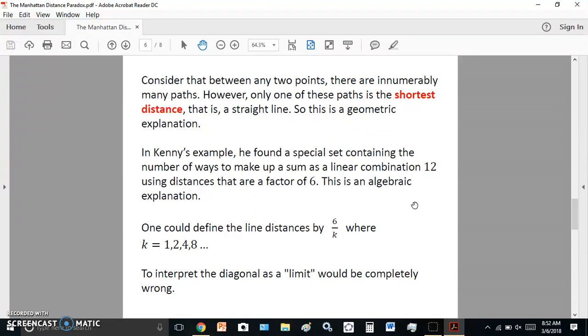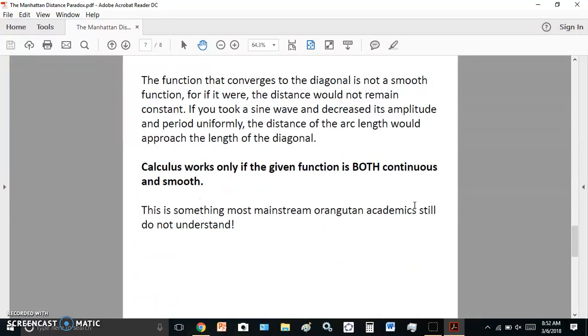There is another site called Troll Pi. Well, it has an article on pi being 4 instead of the actual value, whatever it is. So that site uses a similar pseudo-argument to the Manhattan distance argument, where it tries to show that the actual value is 4, but it's not correct because the reasoning and the arguments are wrong. So the function that converges to the diagonal is not a smooth function. For if it were, the distance would not remain constant. Think about that.